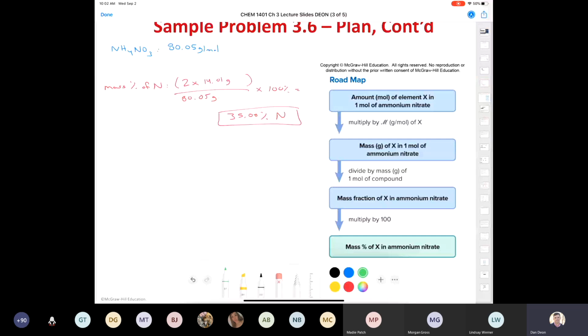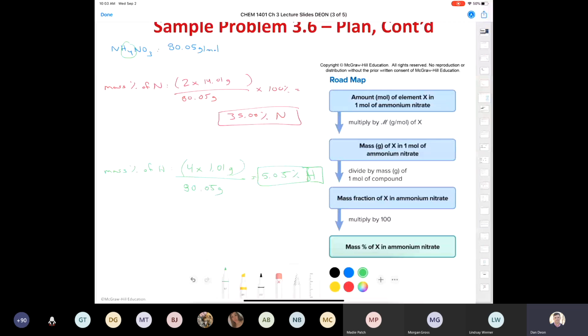Let's take a look. What about hydrogen, Emma? What would the mass percentage of hydrogen be? Well, how many hydrogen atoms are there? There's 4 of them. So for hydrogen, I'm going to take 4 times the molar mass of hydrogen, which is 1.01 grams, and divide all of that by 80.05 grams. So 4.04 divided by 80.05, I need more lights in here, multiply that by 100, I end up with 5.05% hydrogen.